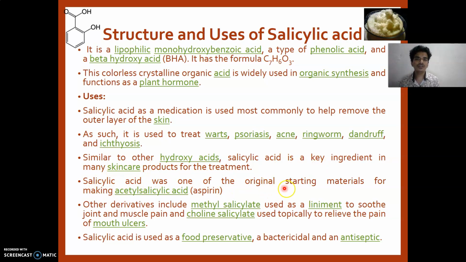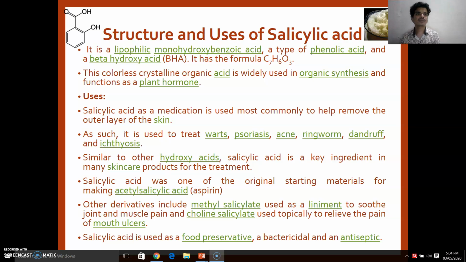Salicylic acid was one of the original starting materials for the synthesis of aspirin. Other derivatives include methyl salicylate, used as a liniment for joint and muscle pain, and choline salicylate, used topically to relieve pain and mouth ulcers. Then salicylic acid is used as a food preservative, and as a bactericidal and antiseptic. So there are lots of uses of salicylic acid.